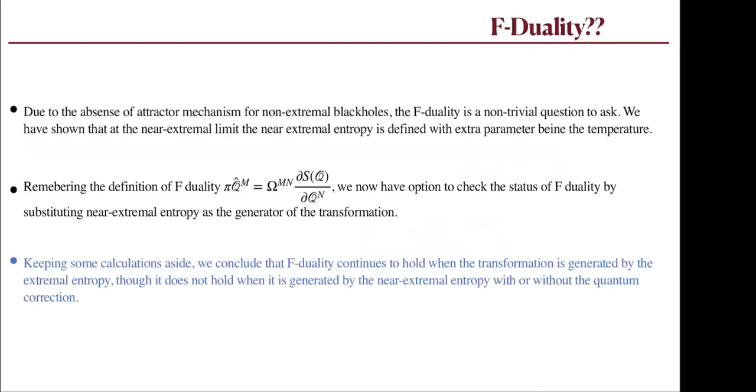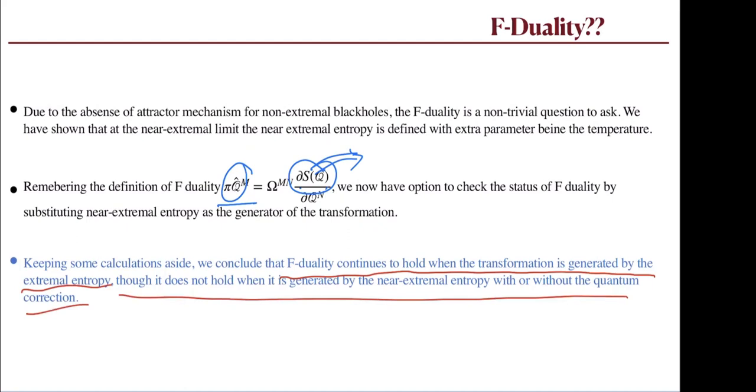So anyway, I'm saving some calculations, not showing them, but one can check this. Let's replace this S. You think of this S as generating the Freudenthal duality. So any Q hat, you just replace by del S del Q, in some way. So what we have seen, keeping all calculations thrown away, is that F-duality continues to hold when the transformation is generated by extremal entropy, though it does not hold when the transformation is generated by near extremal entropy. So even if you have this formula where S is zero, which is the extremal entropy, you'll still have Freudenthal duality even for a near extremal system. For a near extremal system as well, your duality holds in that sense.